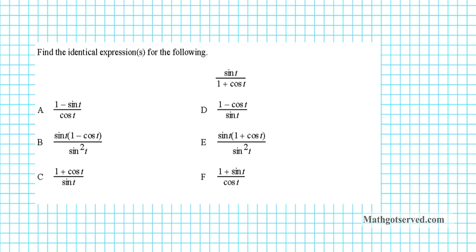Okay, now let's take a look at question number 5. This is a multiple response question. We're to find the identical expression for the following: sine t divided by 1 plus cosine t. Okay, so let's write it down. Sine t divided by 1 plus cosine t.